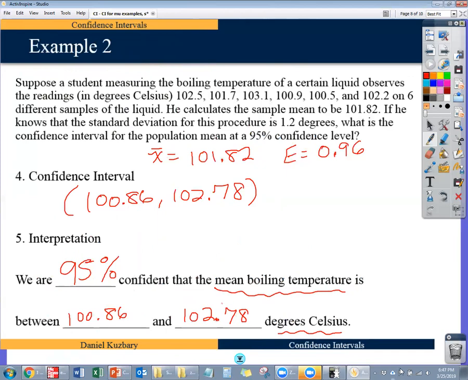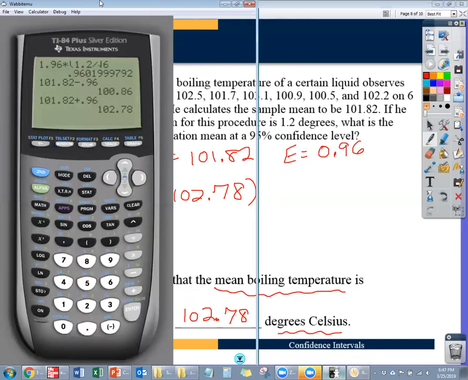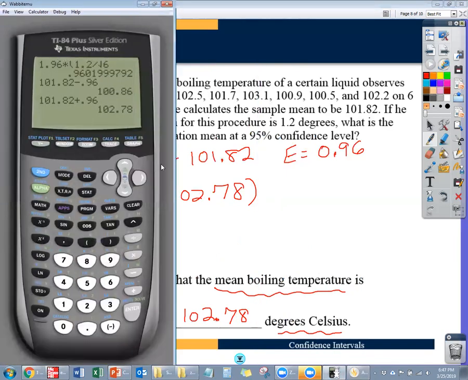Now, just because we have these fancy calculators, I want to show you another way to do this problem in the calculator. In fact, it's going to save you a lot of time when all you want to do is find the interval and you don't care about anything. It won't help you find critical values necessarily, but it will spit out the left endpoint and the right endpoint.